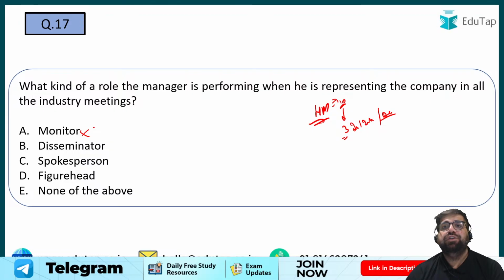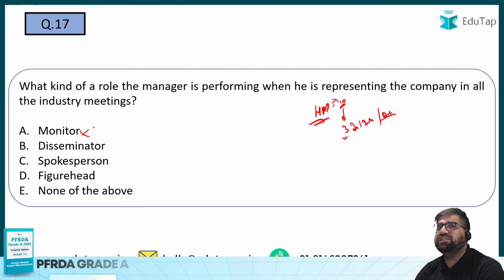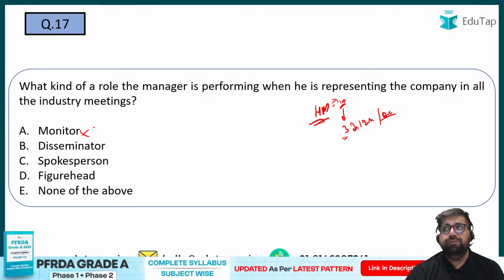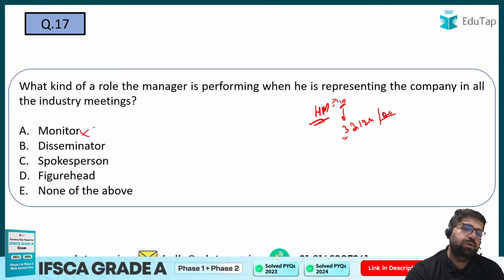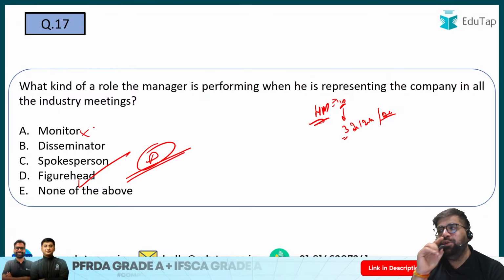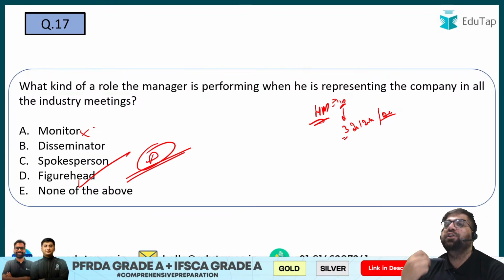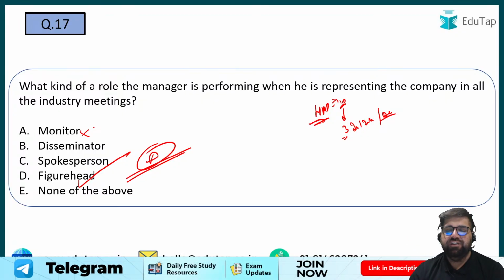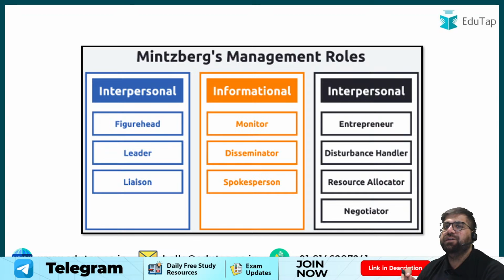In disseminator you try to distribute the information. In spokesperson you keep the view of the company's perspective to the outside media. Figurehead, yes, this will be your right answer, option number D. Once you are a figurehead, you try to represent the company in all the official functions. So the correct answer will be option number D.